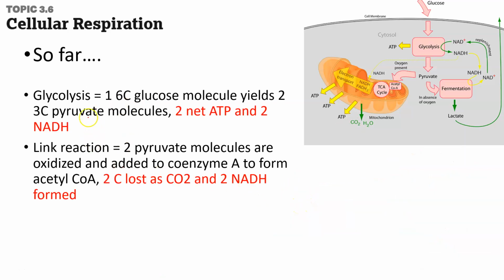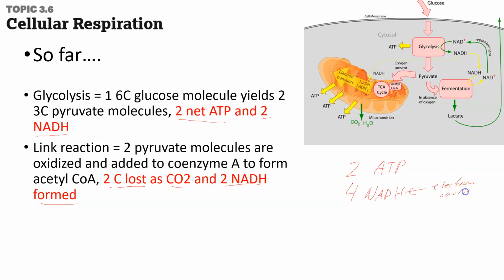But let's go ahead and count what we have so far. Glycolysis, we have 1 6-carbon glucose molecule. It has given us 2 3-carbon pyruvate molecules, and we end up with 2 net ATP and 2 NADH. For the link reaction, the 2 pyruvate molecules are oxidized, and these are added to the coenzyme A to form acetyl-CoA. 2 carbons are lost as CO2, and 2 NADH are formed. So total, so far, what we have here is 2 ATP and 4 NADH, which are our electron carriers.